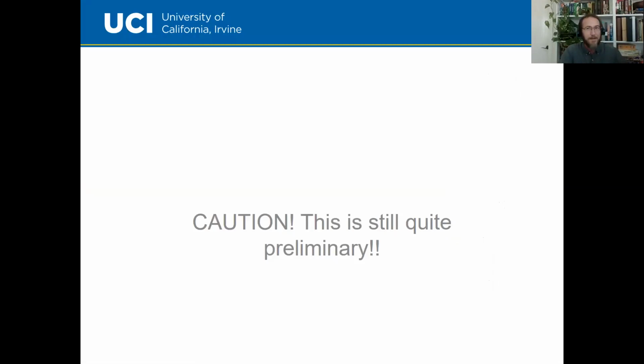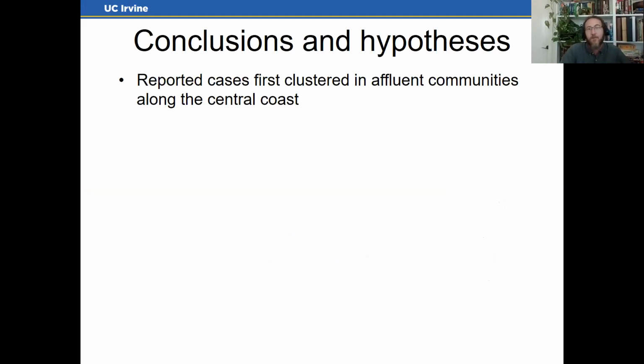So what does it mean? Well, first I want to caution everybody, this is still quite preliminary. We're still cleaning data, lots of data still pouring in, lots of things we don't know, but we can start to form some hypotheses and general conclusions about these things, I think. So first off, the reported cases were first clustering in affluent communities along the Central Coast. I don't think it's controversial to say Newport Beach, Laguna Beach, Corona del Mar.